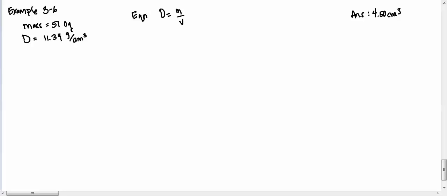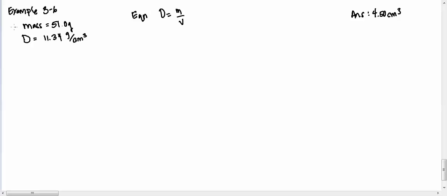So the first step we want to do is read the problem. I know it sounds kind of basic, but yeah, that's about right. And then let's list down all of the given information with the appropriate variables, because we don't know all of the information. For example, we have the mass, 51 grams, and we have the density.